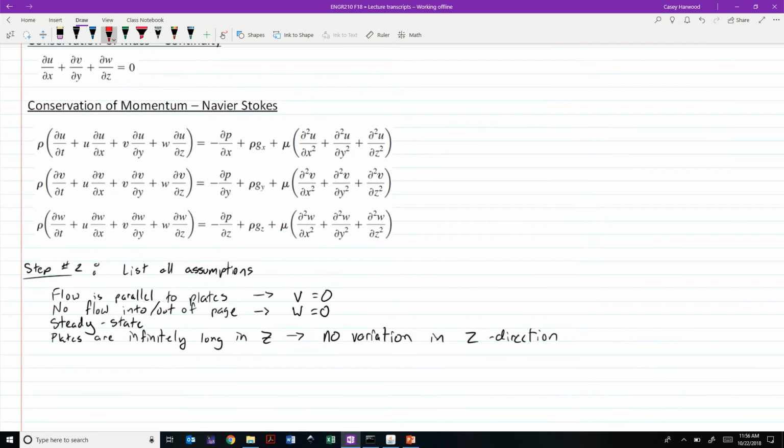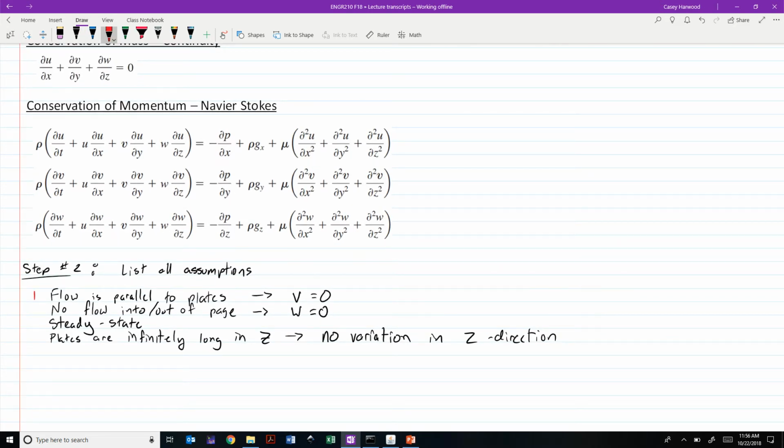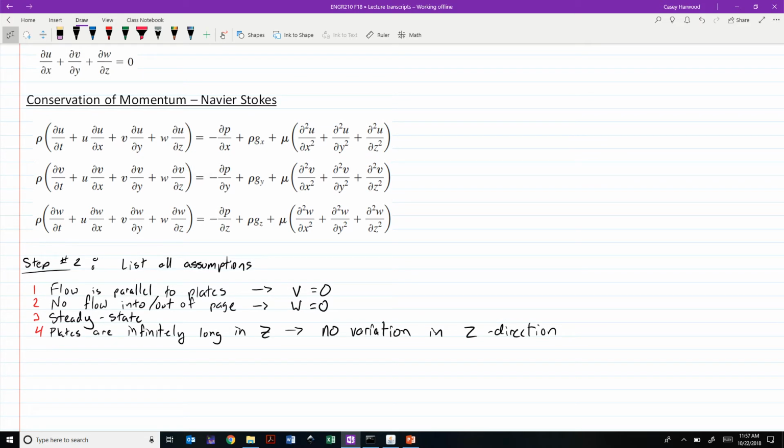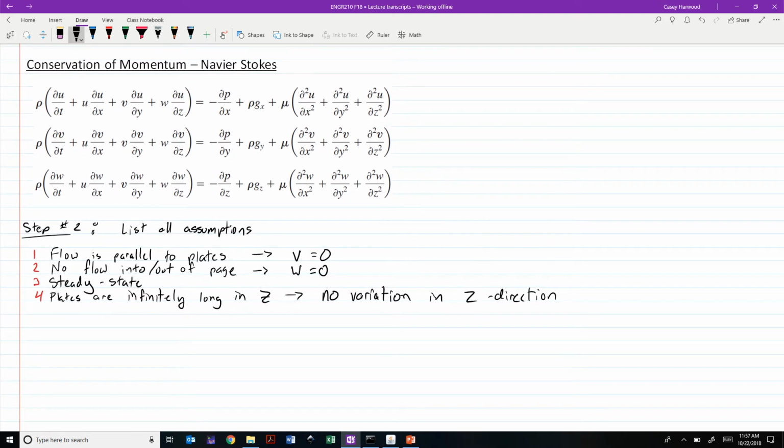Okay, so with these 4 assumptions laid out, let's go ahead and number these. 1, 2, 3, 4. I want to copy this. And step number 3 is going to be canceling terms in the governing equations.